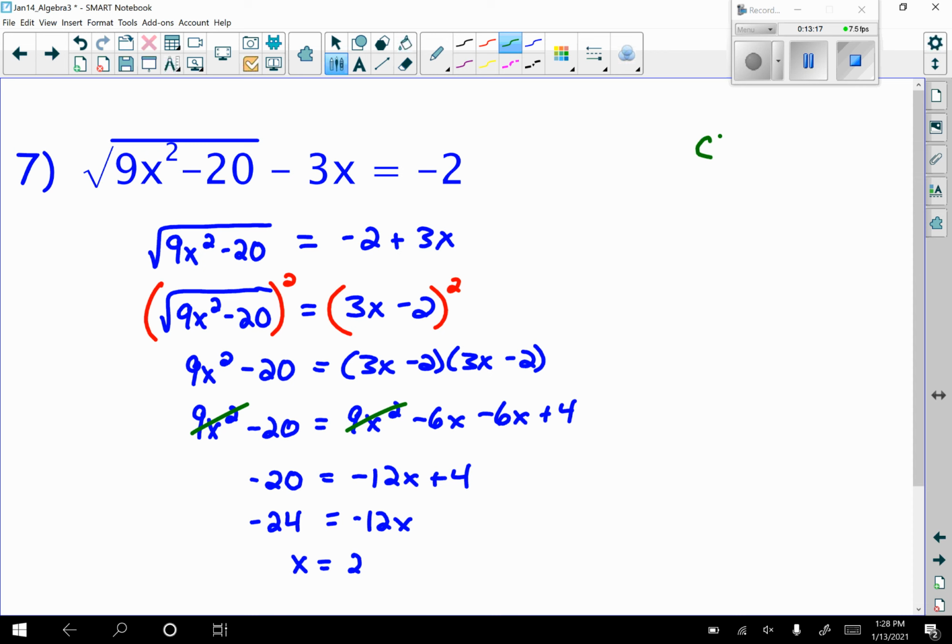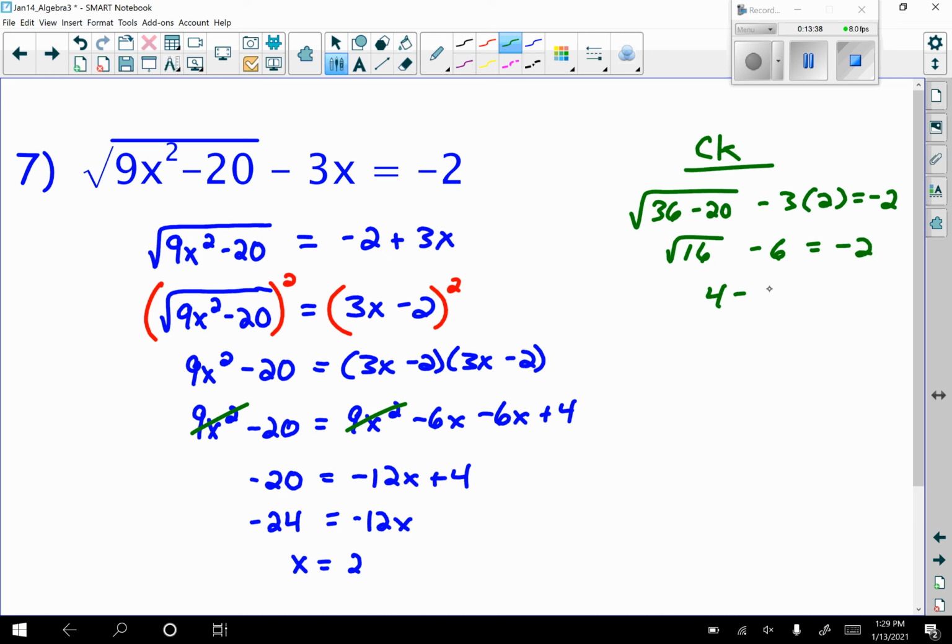But as you know, we have to check this. So as I go to write this in, that's 9 times 2 squared. 9 times 4 is 36, minus 20, minus 3 times 2. That should equal a negative 2. So I'm going to get the square root of 16 minus 6 is equal to negative 2. That's 4 minus 6, which does equal negative 2. So we get to keep that answer.